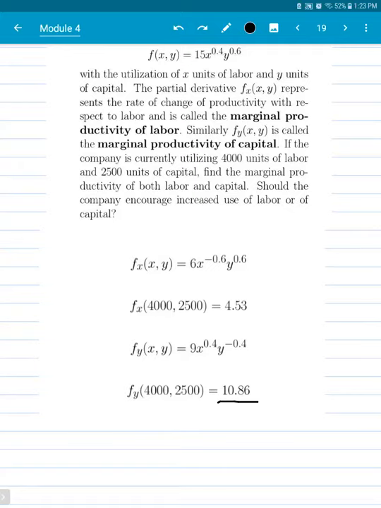So time for decision, which should be increased. Obviously, since there's a greater increase of 10.86 units than 4.53 units for capital as opposed to labor, we encourage increased use of capital. Is there any question with this application?